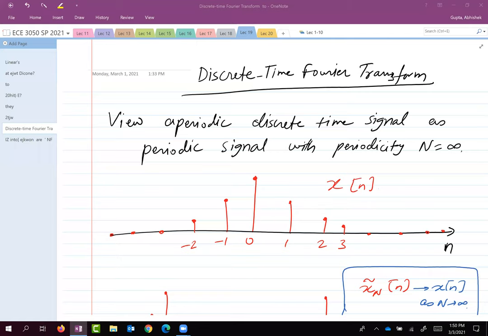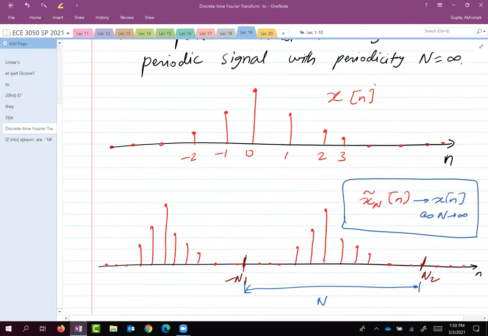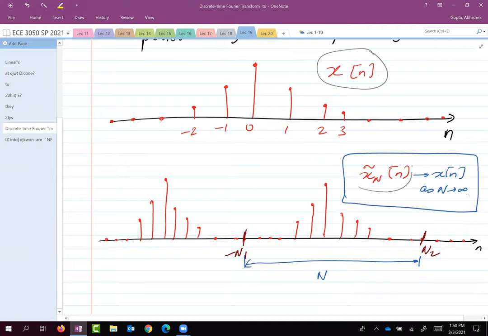So in the previous lecture, we were discussing the discrete time Fourier transform, which is the Fourier transform for discrete time signals. The modus operandi for this particular class of Fourier transform is we view an aperiodic discrete time signal as a periodic signal with infinite periodicity. So we started with the signal x of n, and then we converted it into a periodic signal x tilde of n, which converges to x of n as capital N goes to infinity.